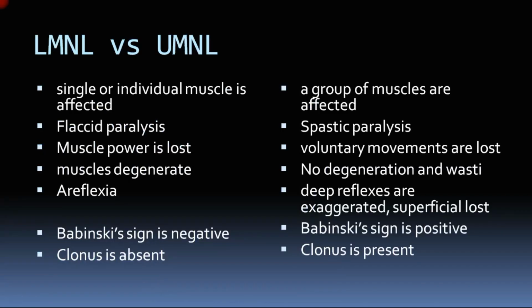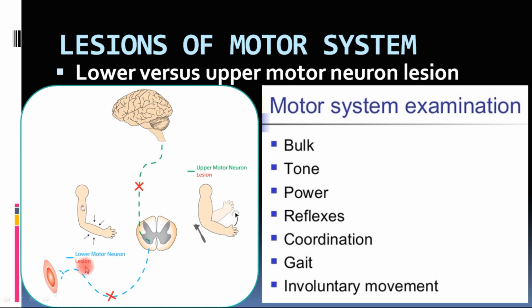So, let us understand what is going to happen in the lower motor neuron versus upper motor neuron lesion. The lower motor neuron lesion manifestations are on this side and the upper motor neuron manifestations are on this side. In case of lower motor neuron lesions, usually a single or individual muscle is affected. Why? Because the lower motor neuron involves only a spinal nerve or spinal nerve root, and that is why only a single muscle might be affected.